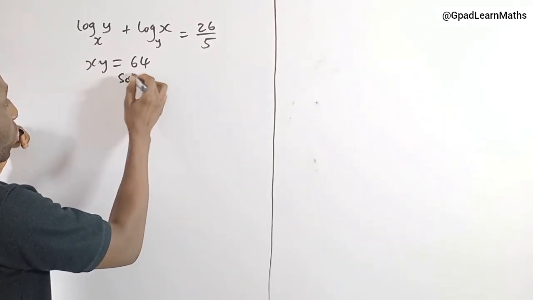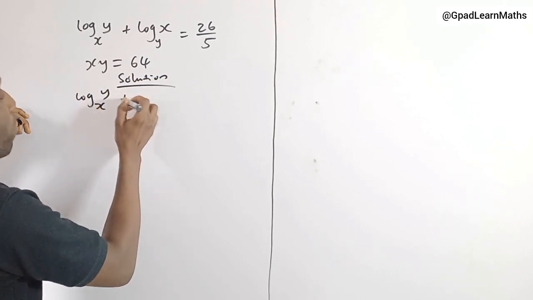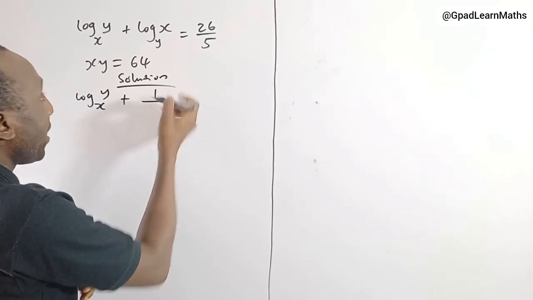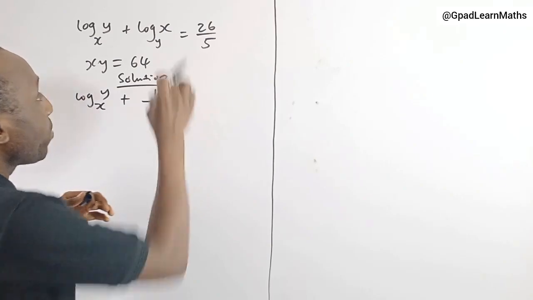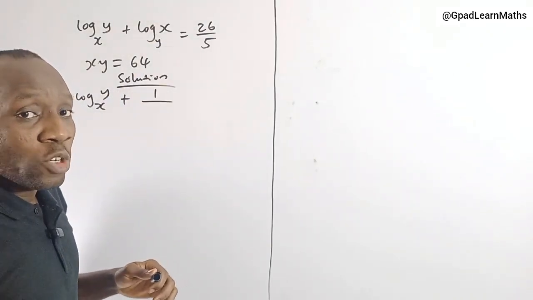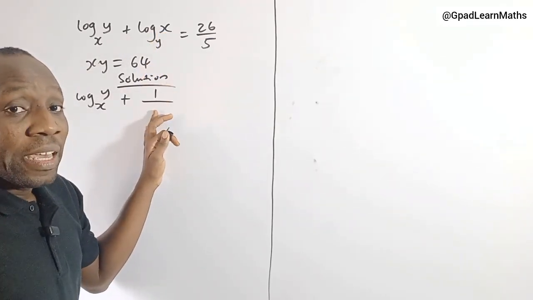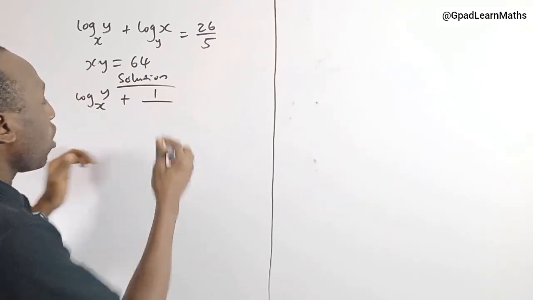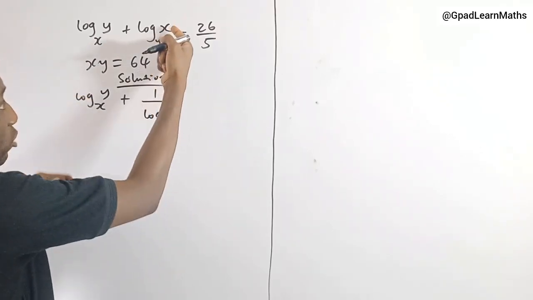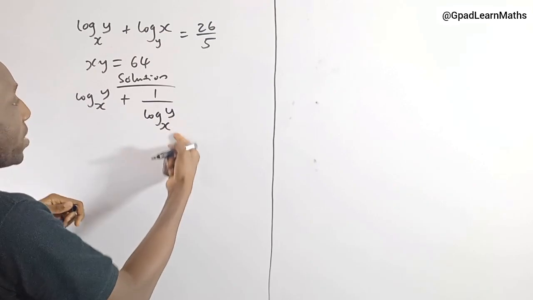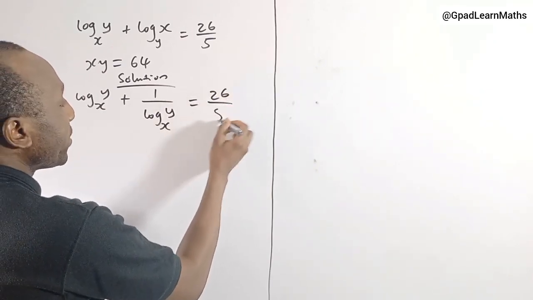So I can rewrite this as log y base x, then plus 1 over, because of the reciprocal, we have to now switch the position of the base. But x cannot be 0, because if x is 0, then this is going to be undefined. You end up having 0 in the denominator. So I will have log y base x. Notice it has now changed from x base y to y base x, so it can match with this one. Then this is equal to 26 over 5.